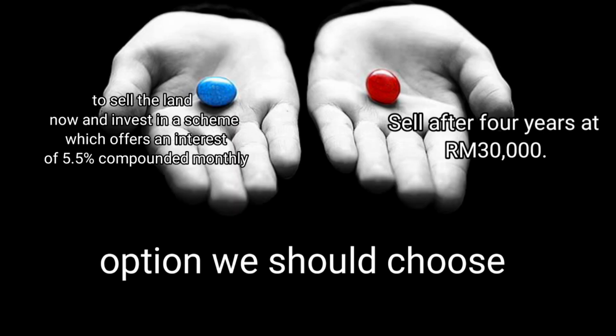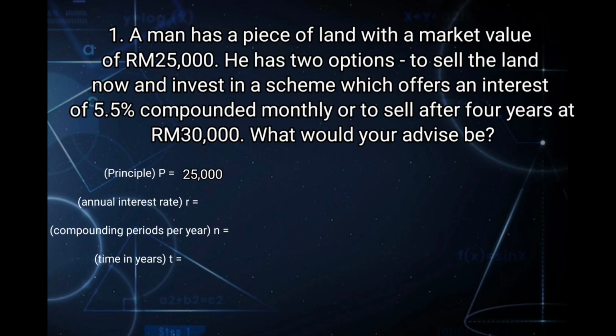Let's decide which option we should choose for the man, starting with option 1. So let's start off with our principal here, which is 25,000 ringgit. Meanwhile, our annual interest rate is 5.5%, our compounding periods per year is 12 times, and our time in years is 4 years.